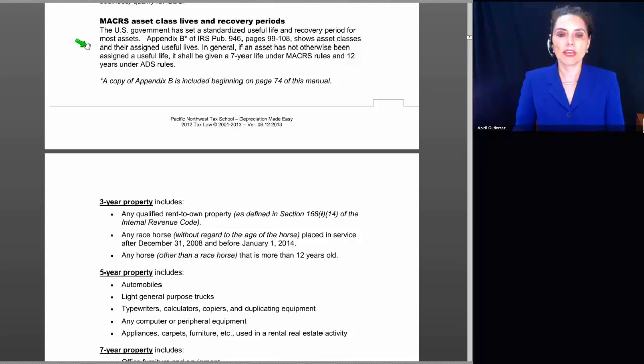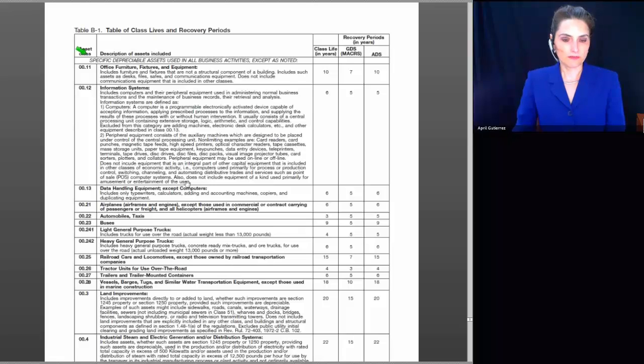In general, if an asset has not otherwise been assigned a useful life, it shall be given a 7-year life under MACRS and 12 years under ADS. I have a copy of Appendix B at the back of this manual, and it starts on page 74. So I'm just going to pop over there and pull it up on the screen.